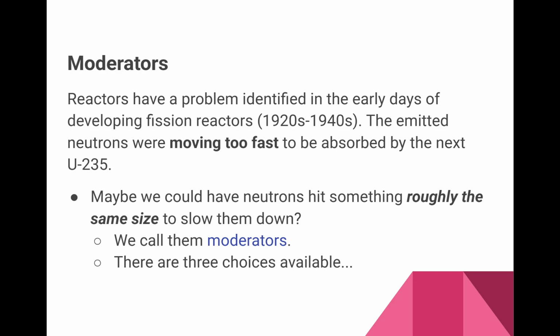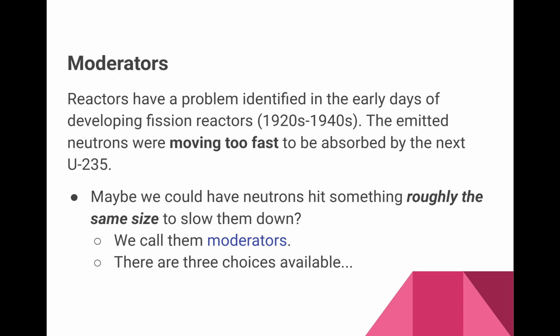So the solution they came up with is we need the neutrons from the previous fission to hit something that's roughly the same size in order to get them to move at a slower speed, and then they'll have a chance to interact with the uranium-235 they're supposed to be absorbed by. They needed something, though, that would be roughly the same size, because we want to slow them down but not stop them, and we actually want to have an effect on them.